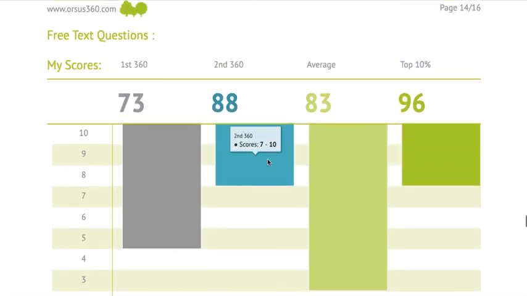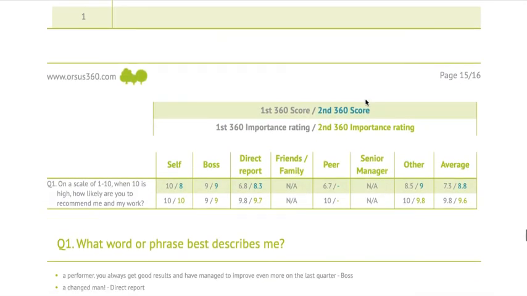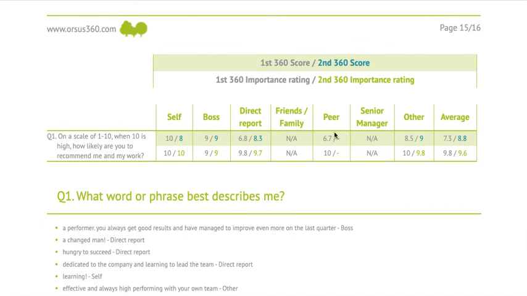here we go, on page 14 on this one, free text questions. Now the question behind this is, how likely on a score of 1 to 10 are you to recommend me and my work? And that's based on Net Promoter Score principles. So you can see that the person, again, what their score is, what they were second time round, and how that compares to the average. Here you can see the breakdown of that for each of the peer groups.